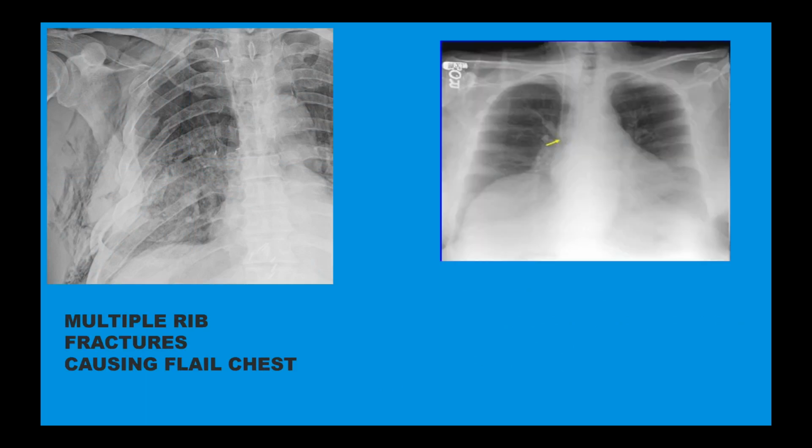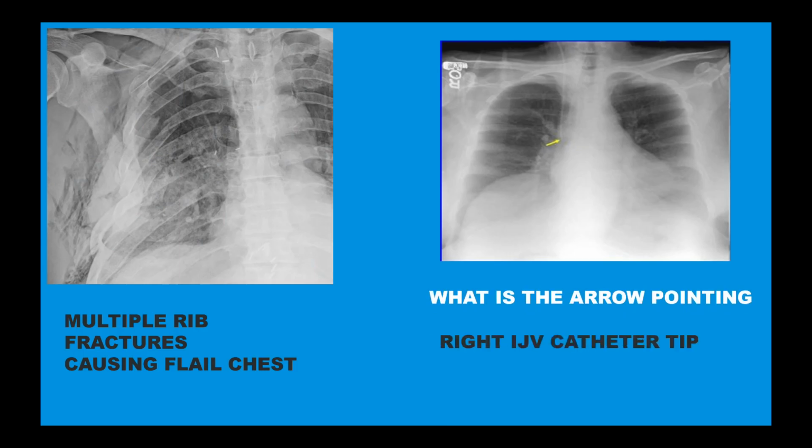This is multiple rib fractures. You can see that, right side. What is the yellow arrow pointing to? Central line placement. What is the arrow pointing to? It is the right IJV catheter tip.